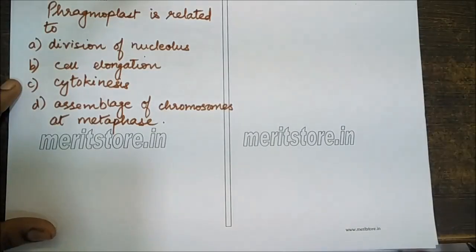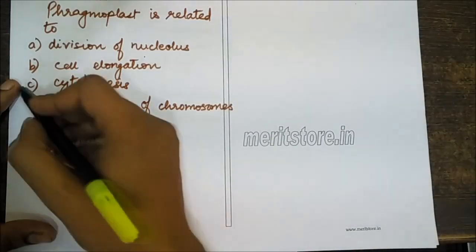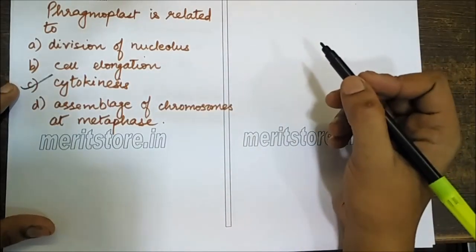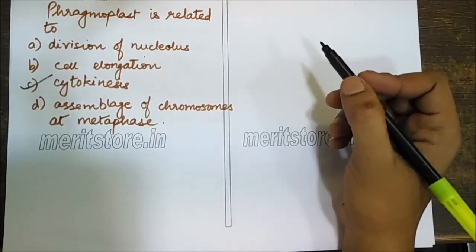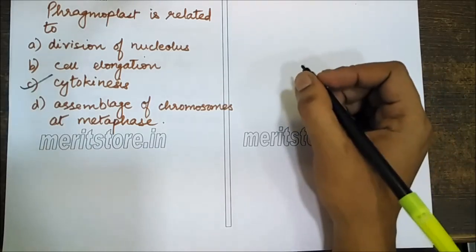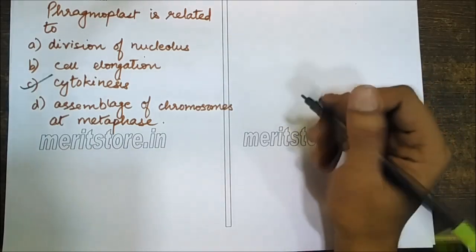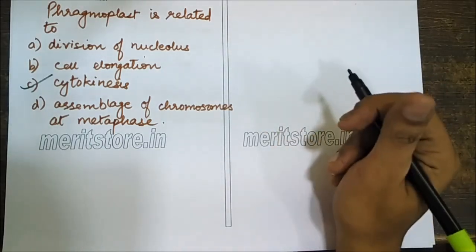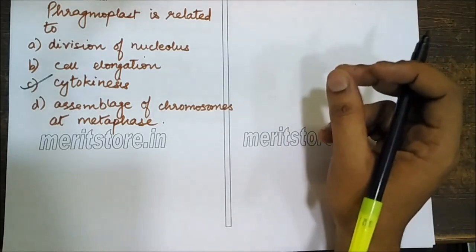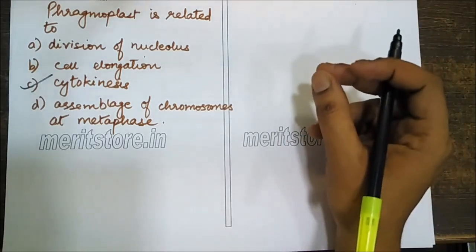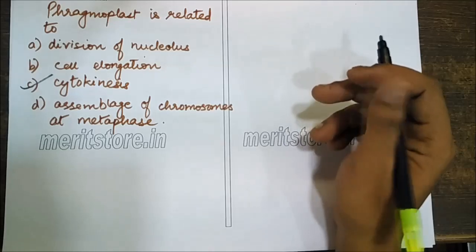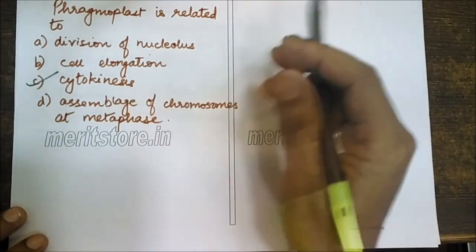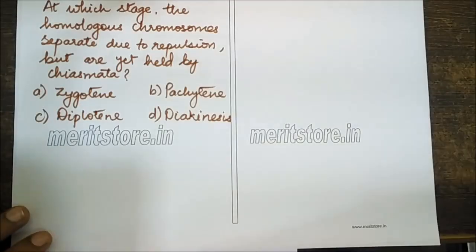Next, phragmoplast is related to cytokinesis. Remember, during the separation of the centromere, the spindles take the form of phragmoplast and they help in the centromere division, so that two centromeres are available for each separating daughter cell, right? So it's related to cytokinesis.